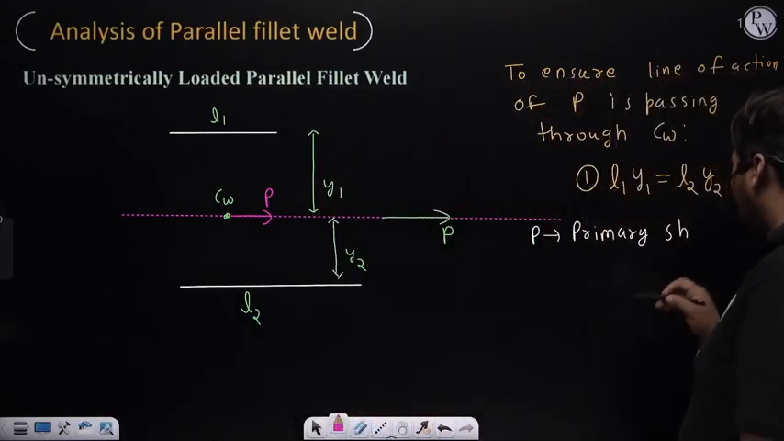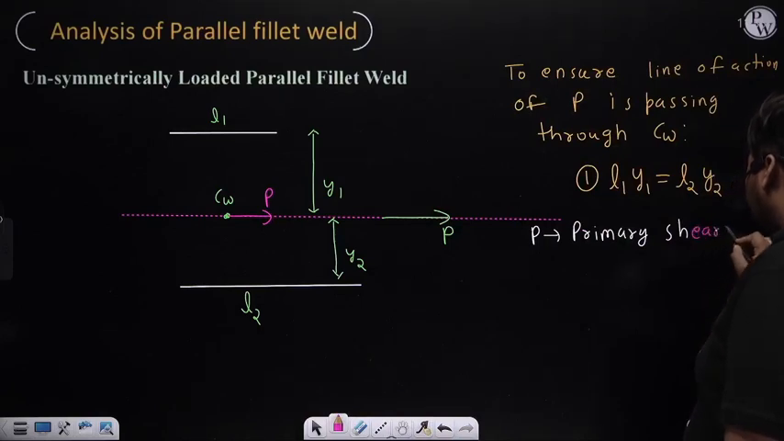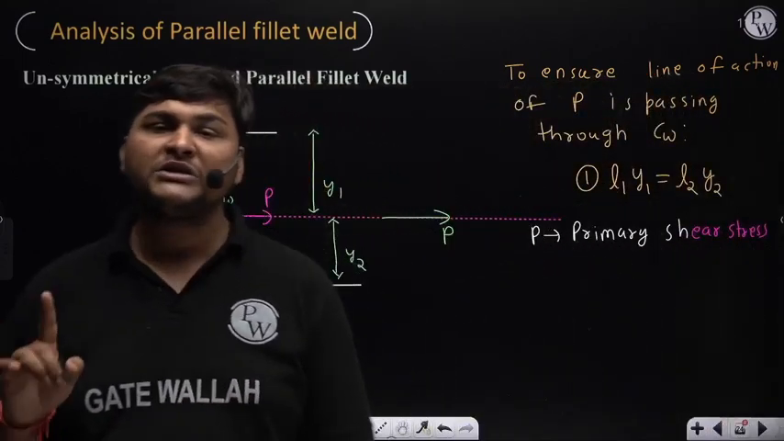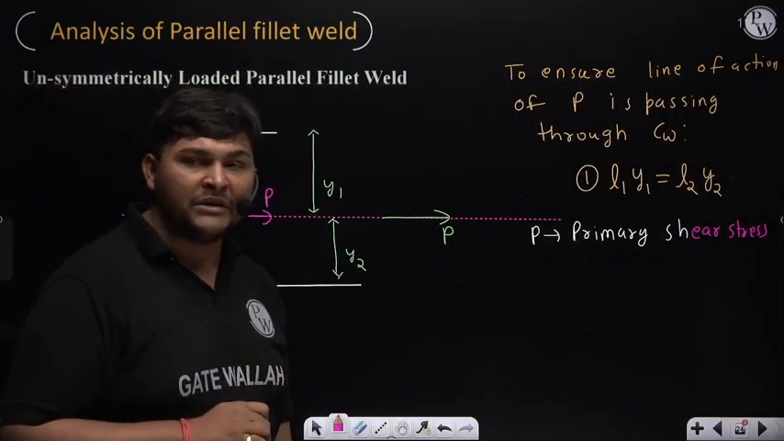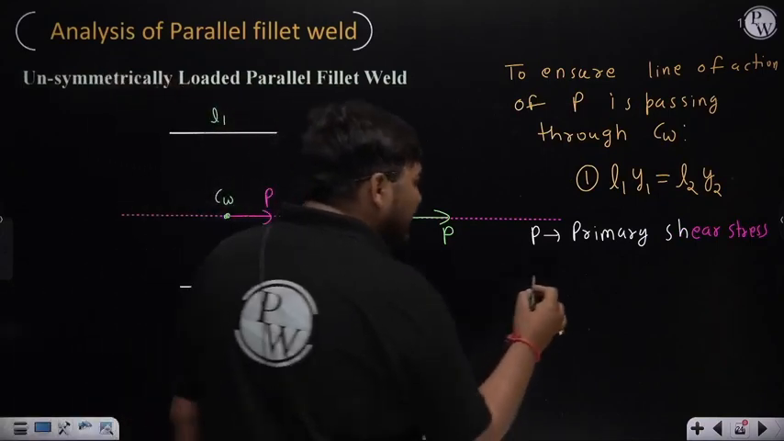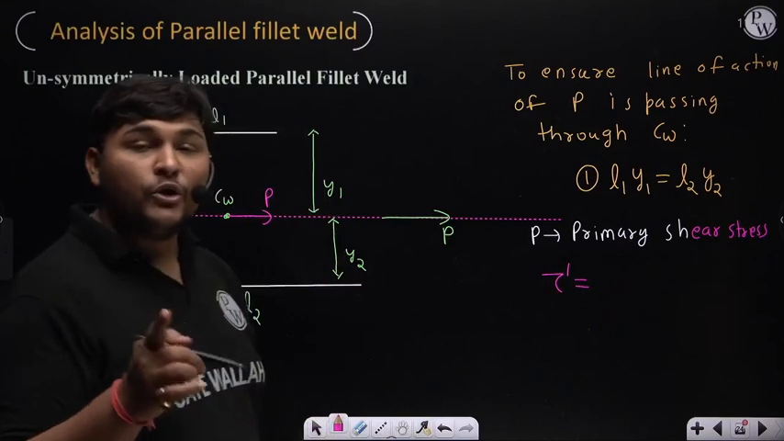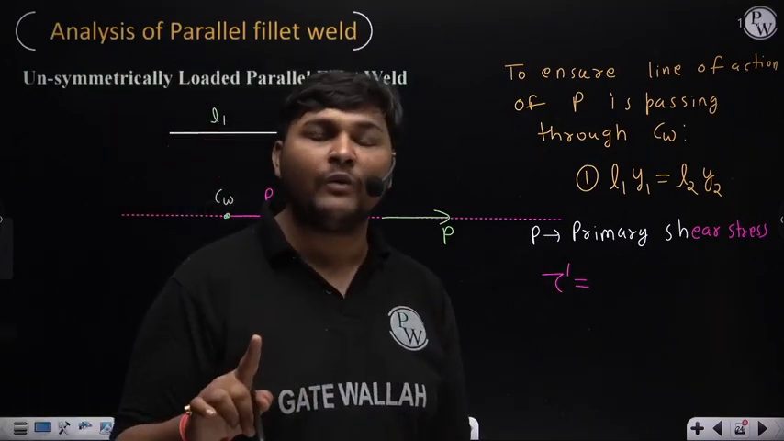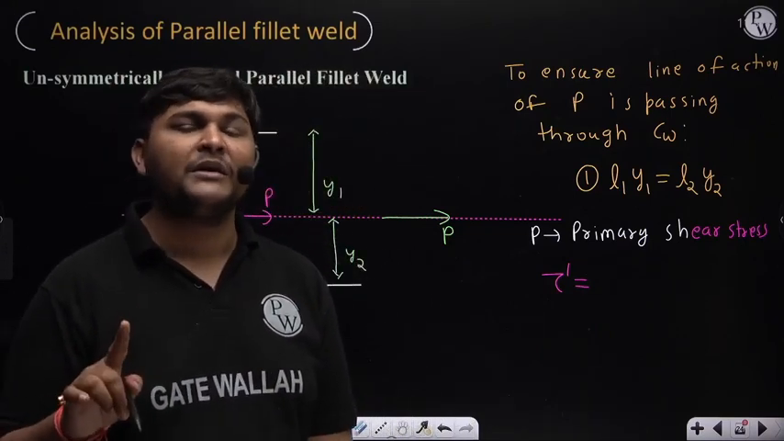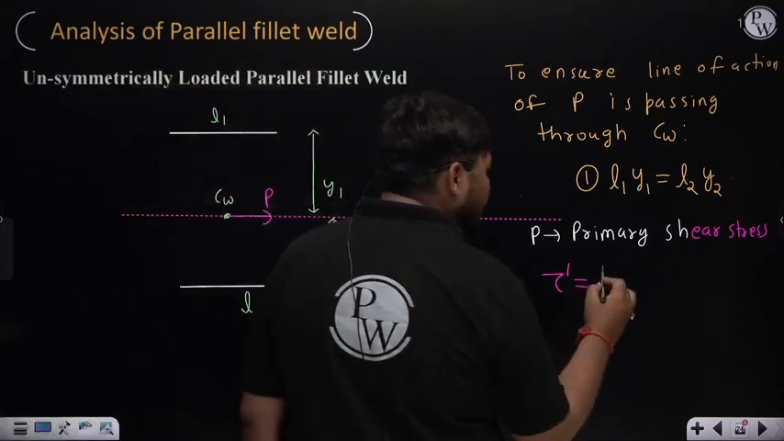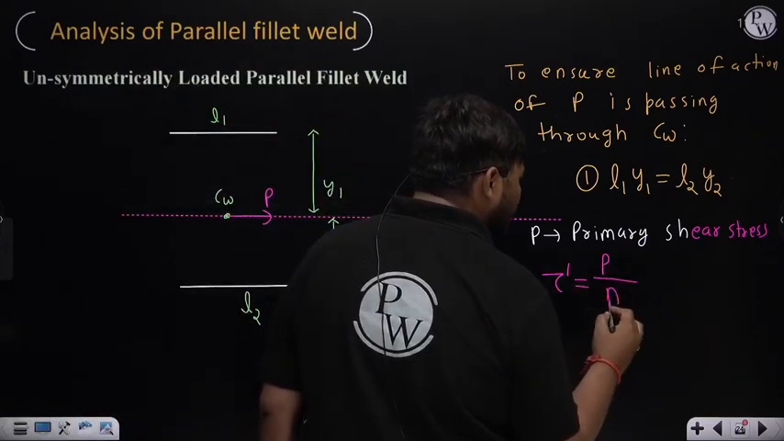Now what will be the value of primary stress? Here due to force P, primary shear stress will come, because whenever force P is parallel to the weld length, shear stress will always come in the weld. That is known as primary shear stress. The formula to calculate this primary shear stress, which I am denoting as tau, remains the same. Due to force P parallel to the weld length, the primary shear stress is total force divided by total throat area. So the formula is total force P divided by total throat area.